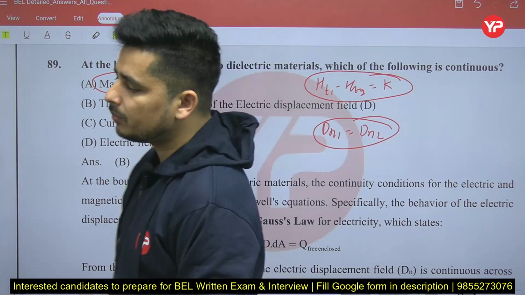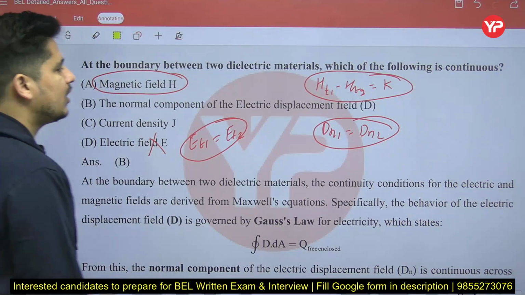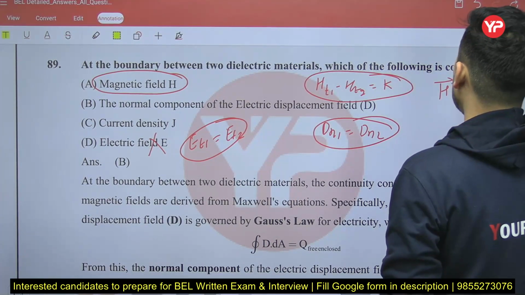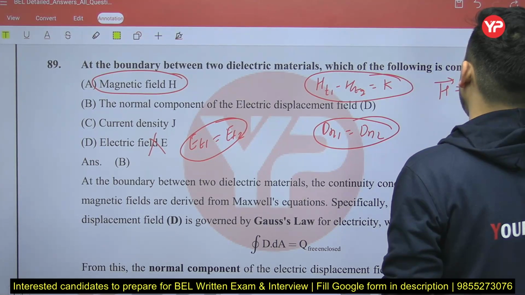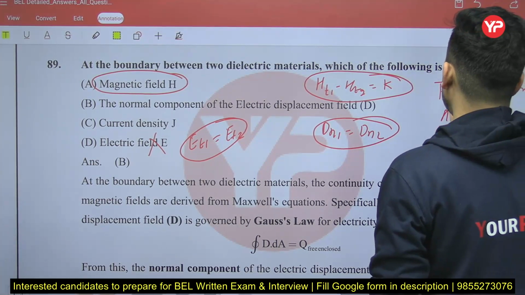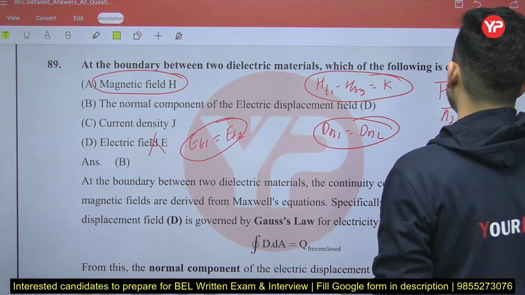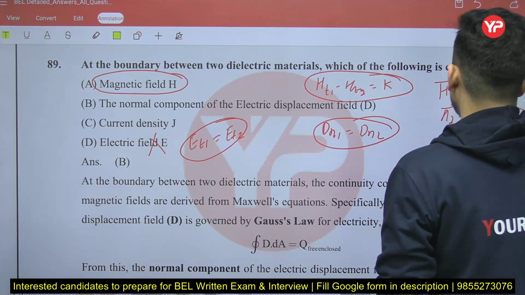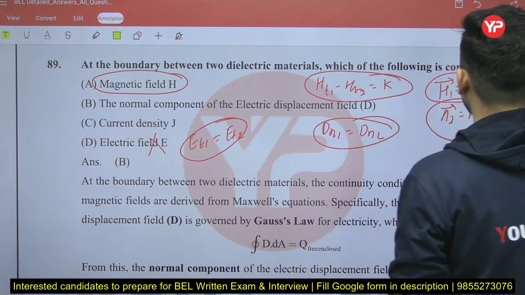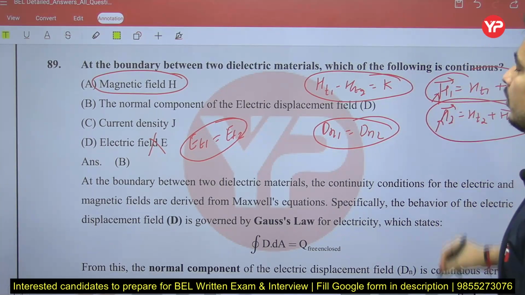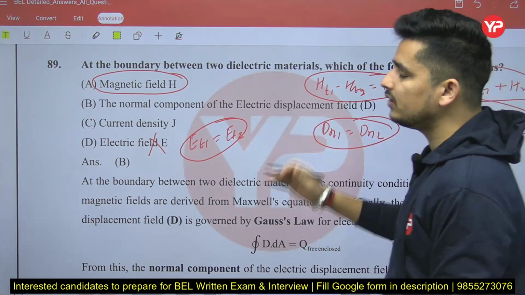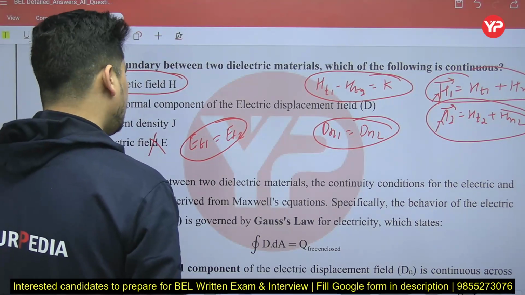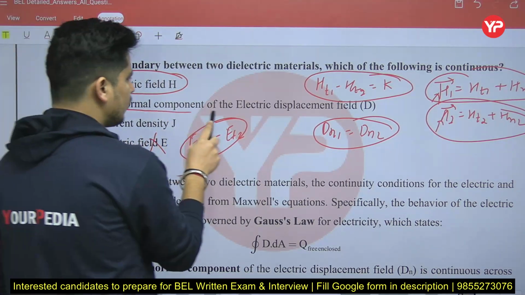Only the normal component. You remember what the boundary conditions are? H1 is Ht1 plus Hn1, and similarly H2 is Ht2 plus Hn2. So basically H1 and H2 are not the same throughout the boundary. They will change through the boundary of the dielectric. Only from the option we can say the normal component.